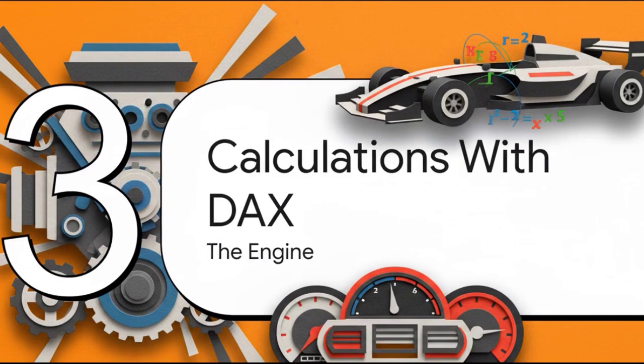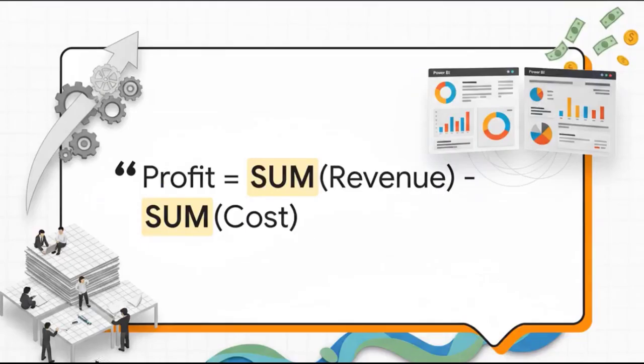And that brings us to phase 3, calculations with DAX measures, the engine. Think of it this way. If your data model is the chassis of a car, step 6 is dropping in a massive engine.